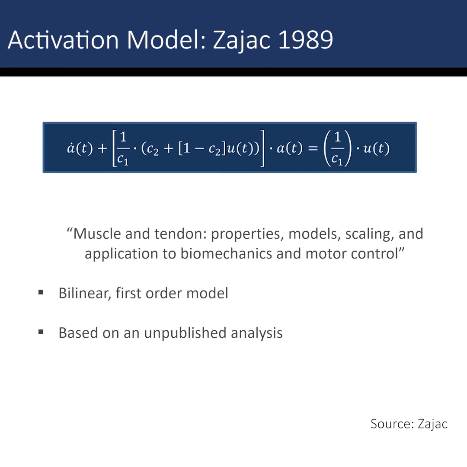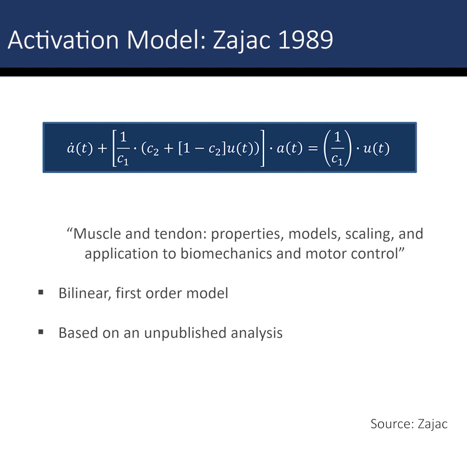This is the first activation model I read about, identified in Zajac's paper from 1989, Muscle and Tendon: Properties, Models, Scaling, and Applications to Biomechanics and Motor Control. It is a bilinear first-order model. You can see that activation, A, is on one side, and neural excitation, U, is on the other. C1 is the activation time constant, or how quickly the muscle activates, and C2 is the ratio of activation to deactivation time constants. A muscle tends to activate faster than it deactivates.